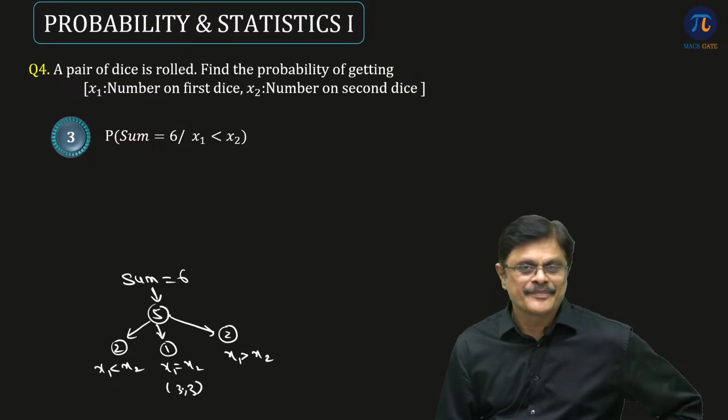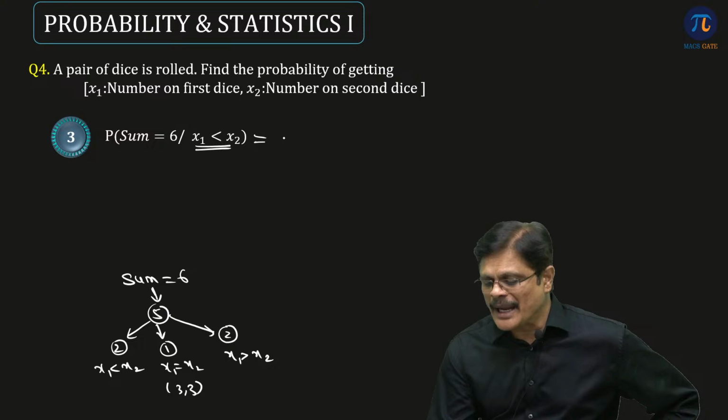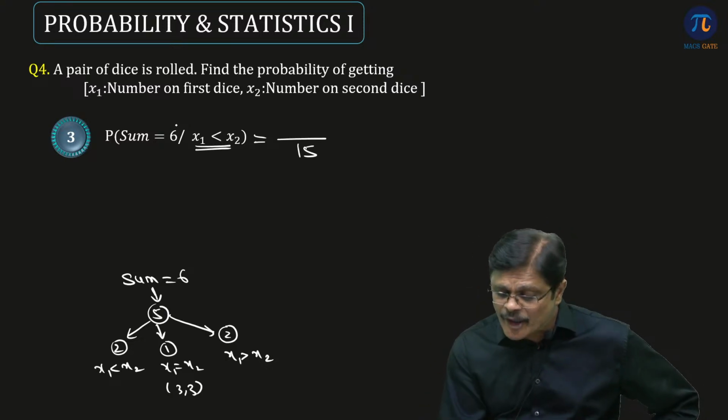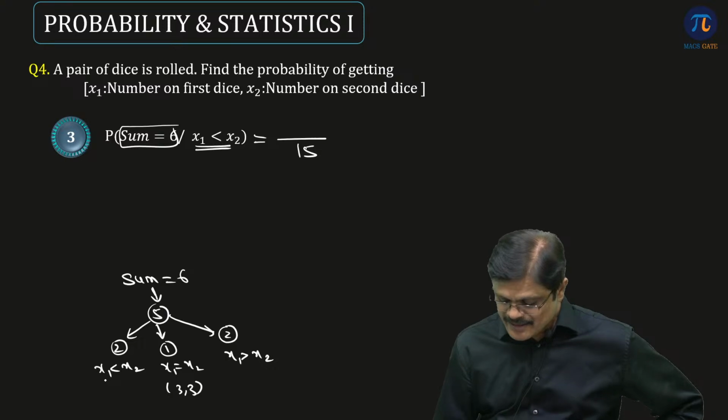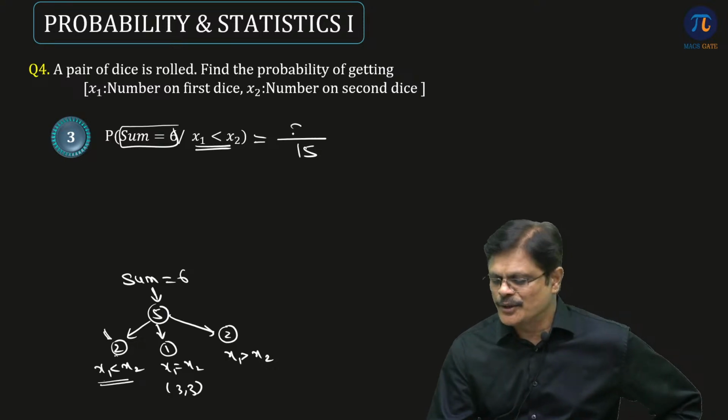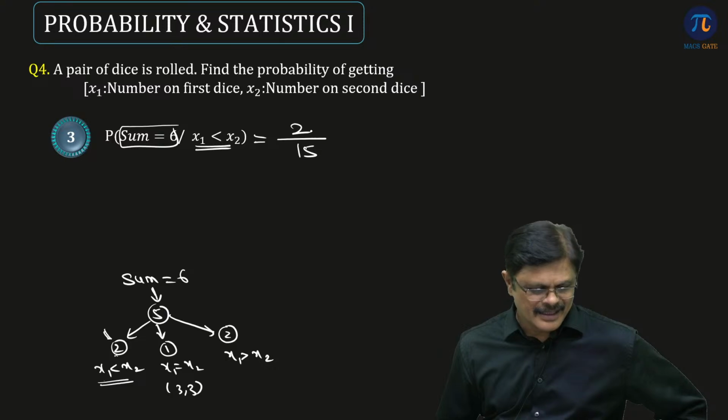So here x1 less than x2 happened means 15 cases happened. Out of the 15, how many are favorable for sum is equal to 6 when x1 is less than x2? 2 favorable cases are there. 2 out of 15. Am I clear?